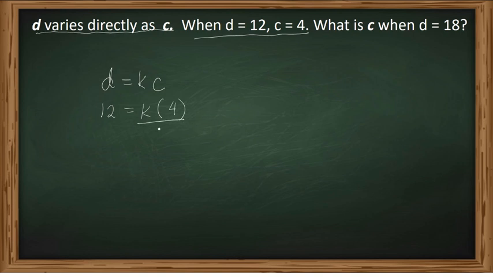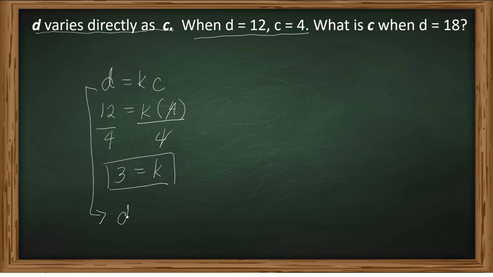Okay? Then we divide both sides by 4 so we can determine the value of k. So we have 12 divided by 4 is equal to 3. Then we write the equation of variation by substituting k in the equation. D is equal to k, which is 3, copy c. Then we solve for c by substituting this in the equation. So we have find c. What is c when d is equal to 18? So d is equal to 18.